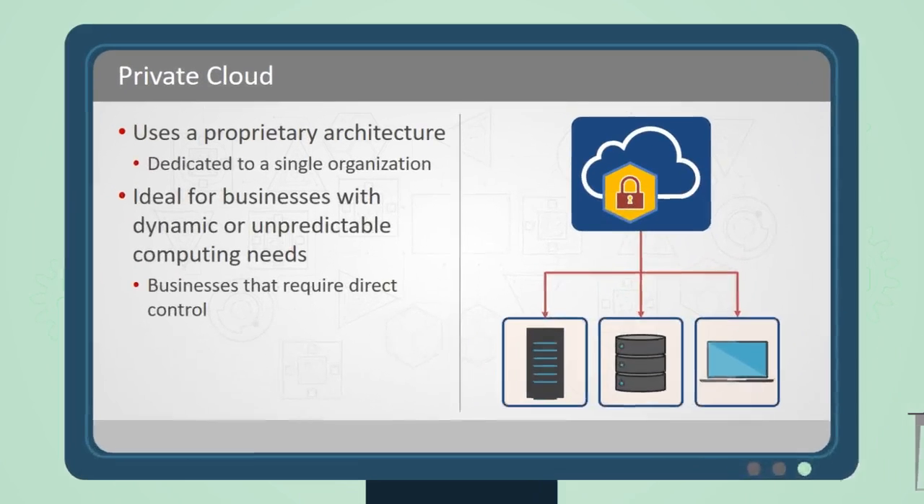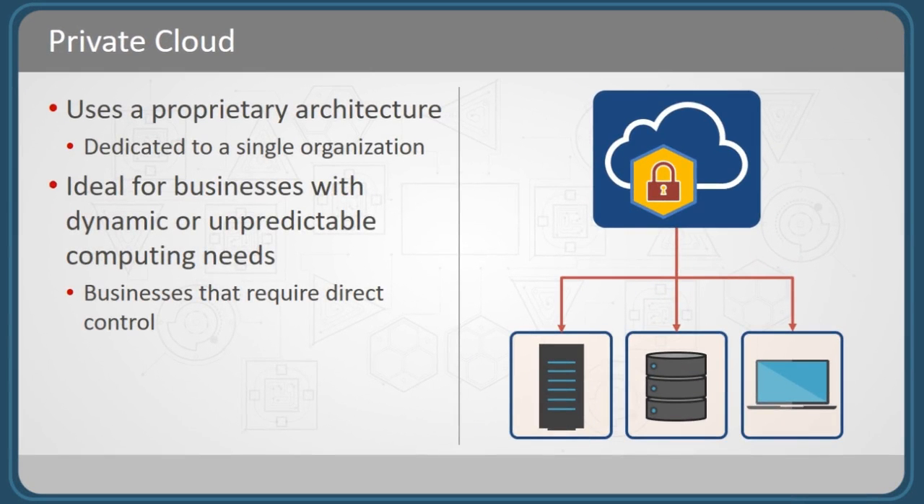Now, beginning with the private cloud, this uses a proprietary architecture that is dedicated to a single organization, hence the term private. It can be ideal for businesses with dynamic or unpredictable computing needs, or just businesses that require more direct control over the configuration. The idea typically is that you would have a fairly large organization that already has, let's say, a corporate headquarters or a fairly robust data center in place, and then multiple smaller branch offices.